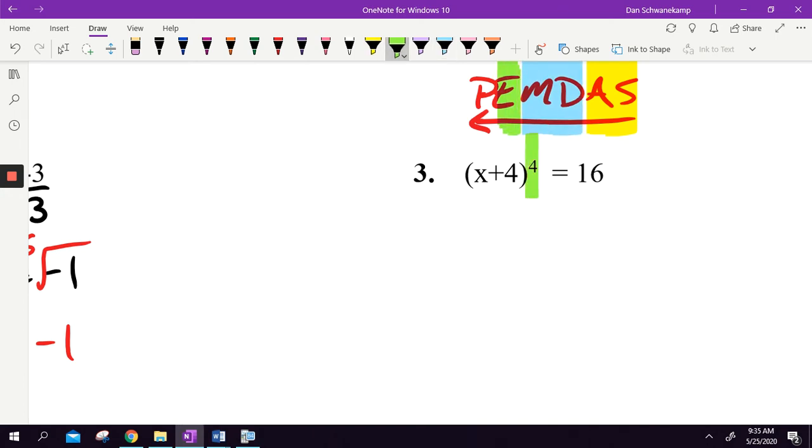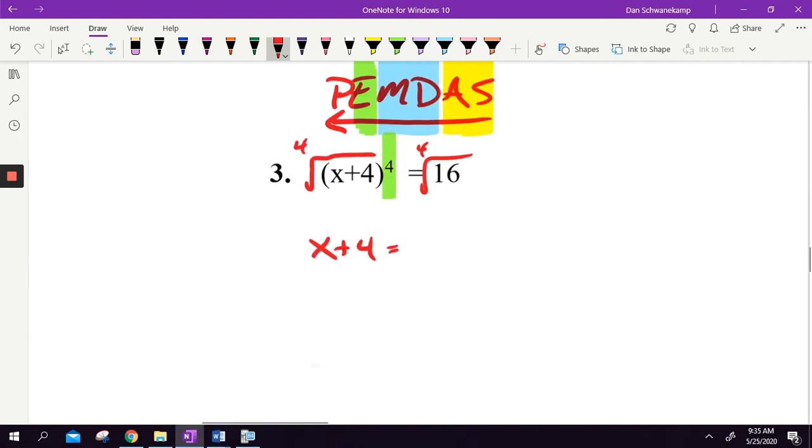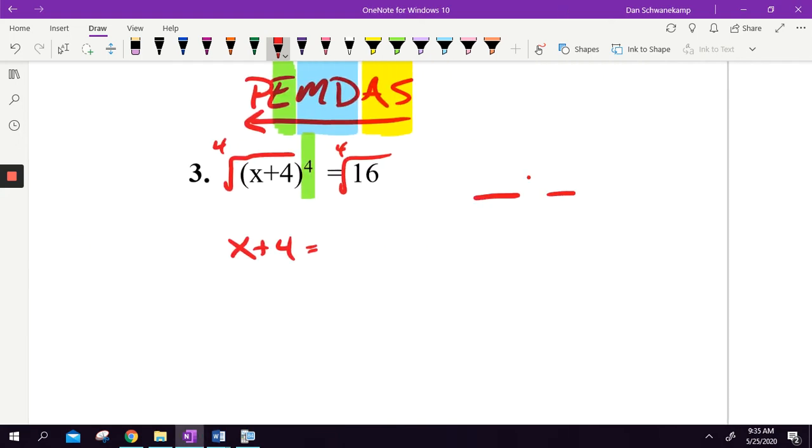Then I would do exponents. Oh yeah, I got one of those. So to get rid of the 4th power, I've got to take the 4th root. So careful here. This is a tough one. X plus 4 equals the 4th root of 16. So again, we're answering the question, what number, when I multiply together 4 times, is going to get me 16?